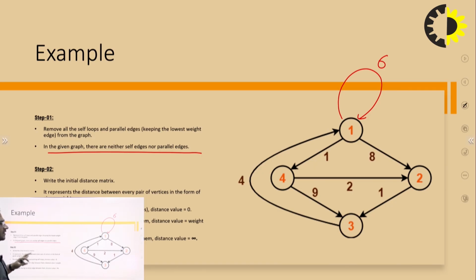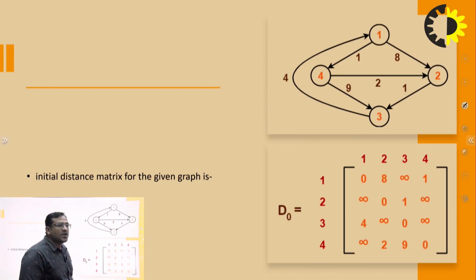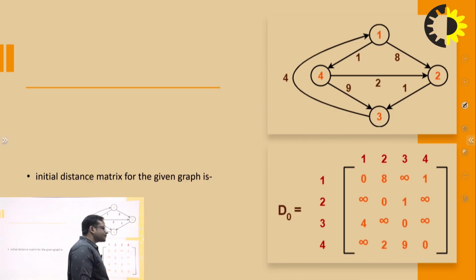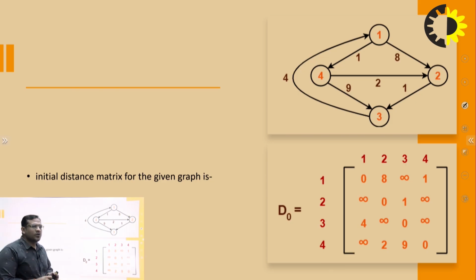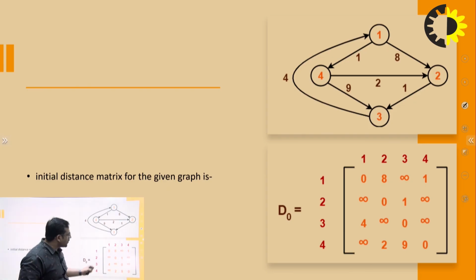Now we have to write the matrices for the initial graph. Okay, so you can see in this slide, this is the graph and this is the matrix, and you can see how I can write the matrix. I told you earlier, it totally depends on the total number of vertices. So vertices are 4, so we have to create a 4 by 4 matrix.